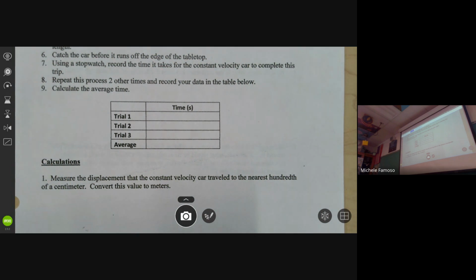Someone in the group needs the stopwatch. Get the stopwatch off your Chromebook. Everybody has one? Remember, you're going to have it started, ready to go. Just Google stopwatch and you'll be all set.